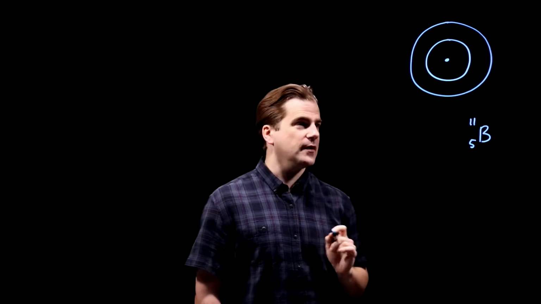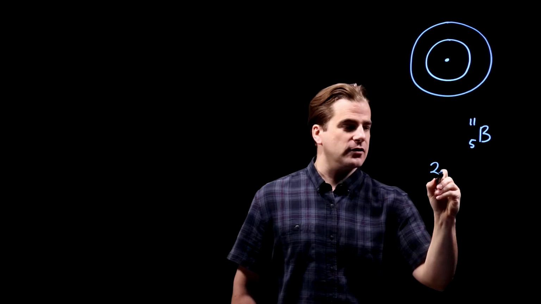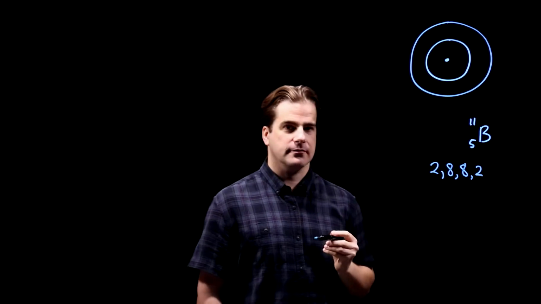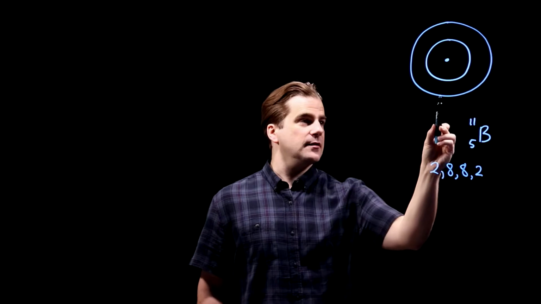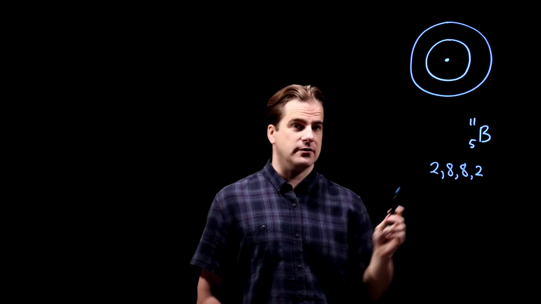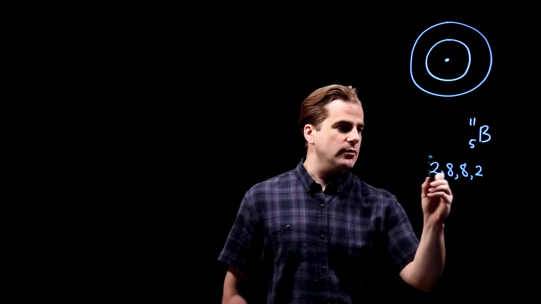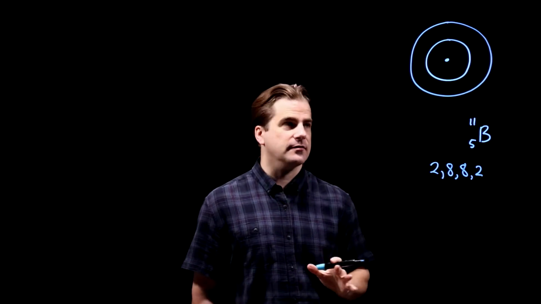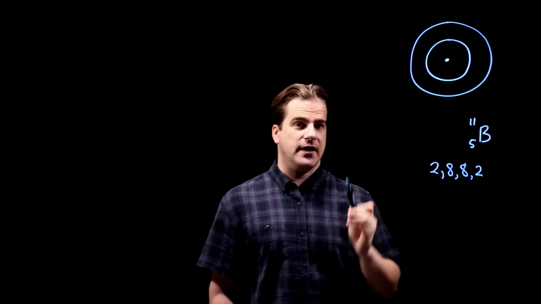Where do they go? The shells fill up in the order 2, 8, 8, 2. That means maximum of 2 electrons in the first shell, maximum of 8 in the next shell, 8 in the next shell and 2 in the fourth shell. For GCSE, you don't need to know further than that. That adds up to 20. That's the first 20 elements. You don't need to know more than that. Anyway, so we've got 5 electrons to deal with.